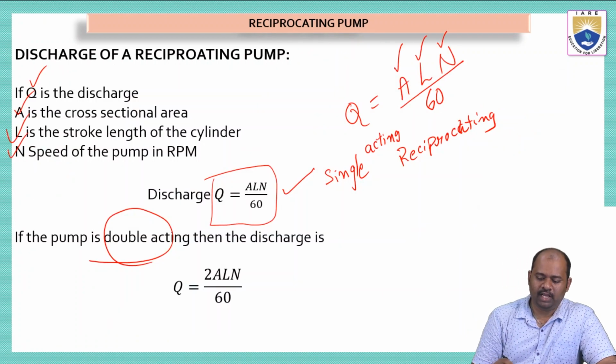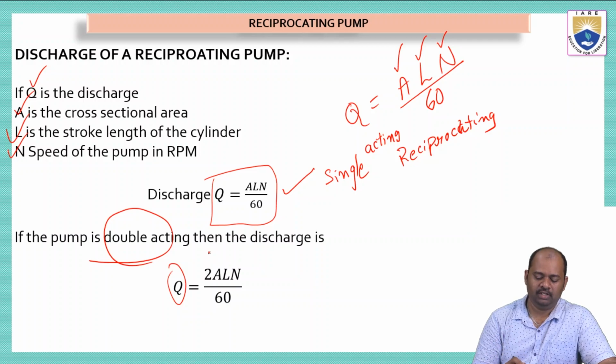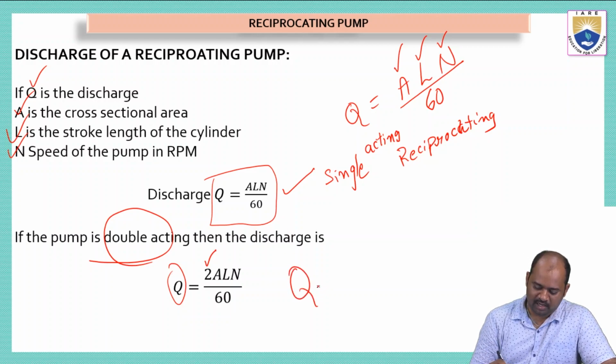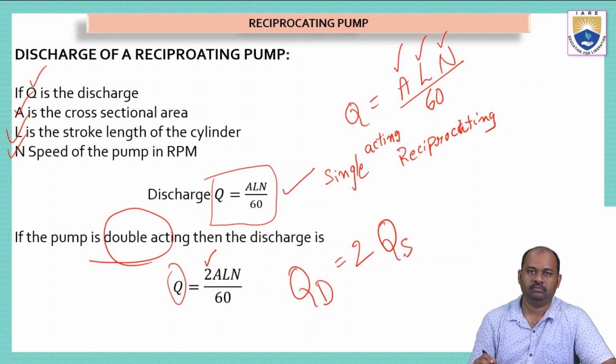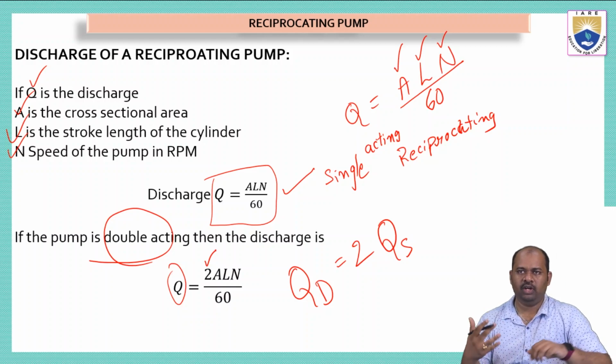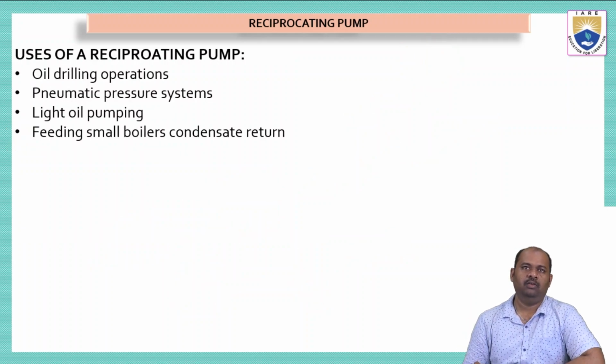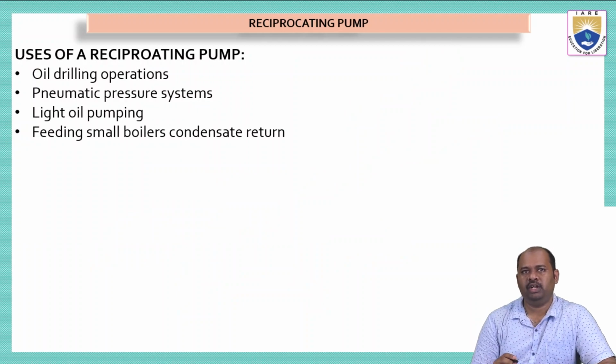Now, when we want to calculate the discharge of a double acting reciprocating pump, we can simply multiply the formula of a single acting pump by 2. The discharge of a double acting pump is equal to 2 times the discharge of a single acting pump, because we get more water coming out of the reciprocating pump. Now, we'll see what are the uses of reciprocating pumps.